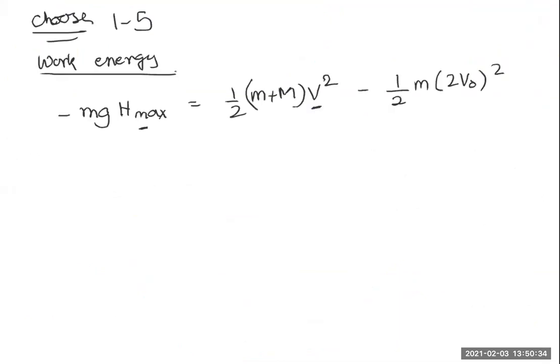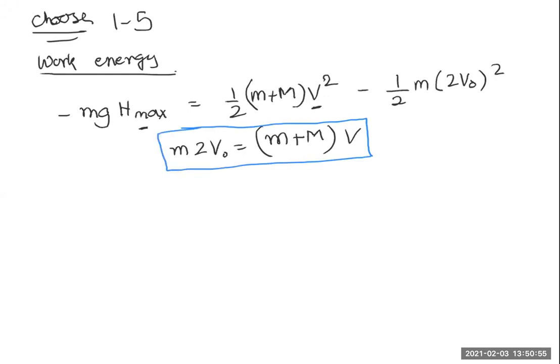Right? So from the conservation of momentum, then I'm going to get m into 2v naught is equal to m plus m into v. Again, please notice that the horizontal conservation of momentum gives exactly the same equation as the previous two calculations that we have done, because it does not care about the y-axis at all. Okay, now I put in everything. So minus mgh max is equal to half.